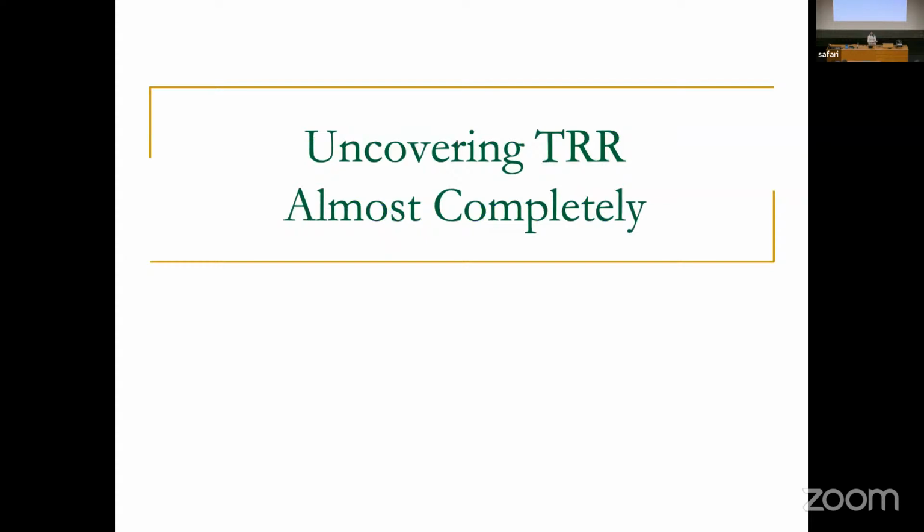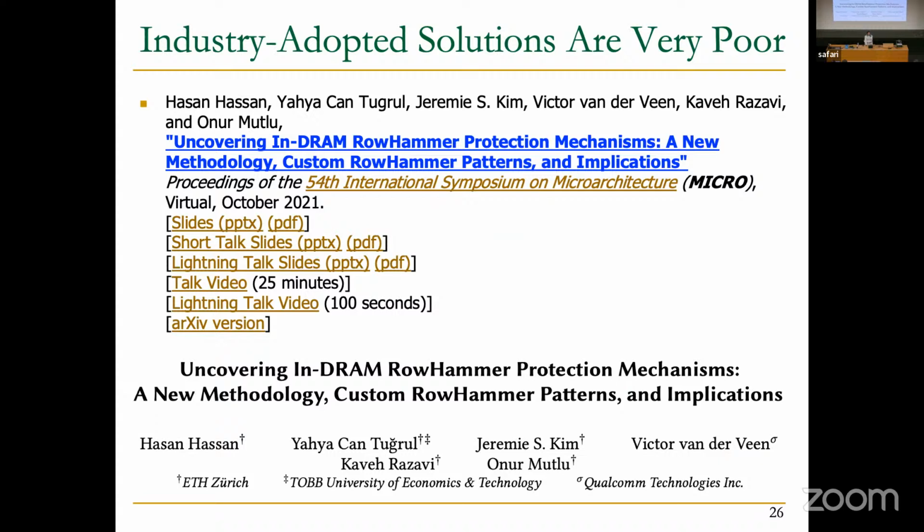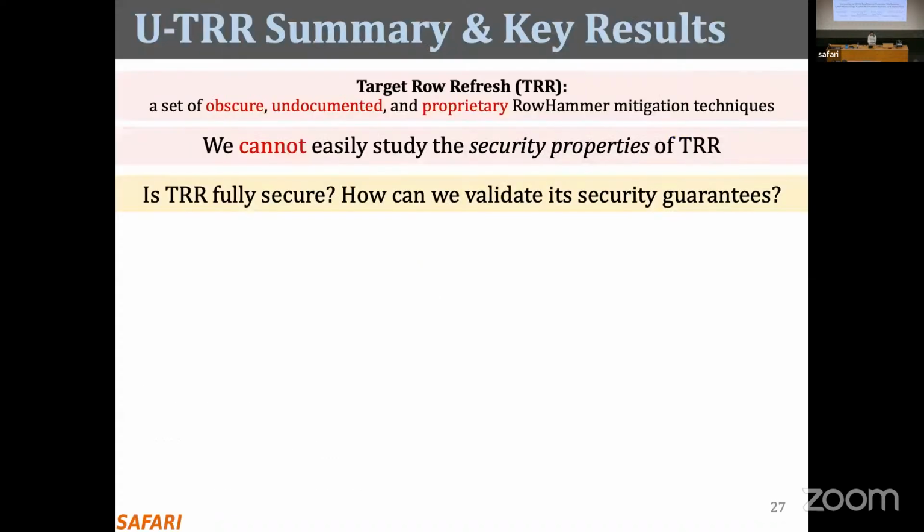And the second paper that I'm going to talk about on this matter is Uncovering TRR Almost Completely. This is a work from MICRO 2021. This is a follow-up work of TRRespass. And again, we are looking at the question of, is TRR fully secure, and how can we validate its security?